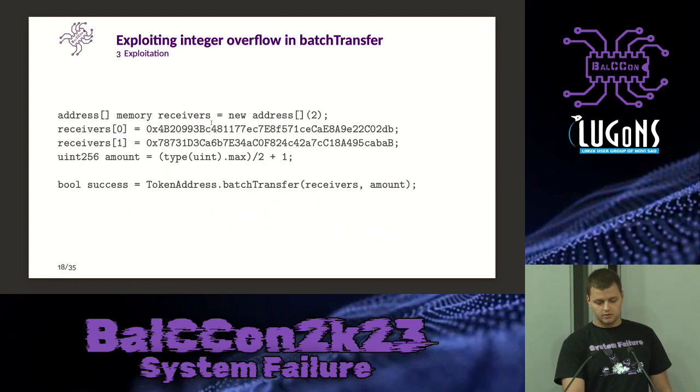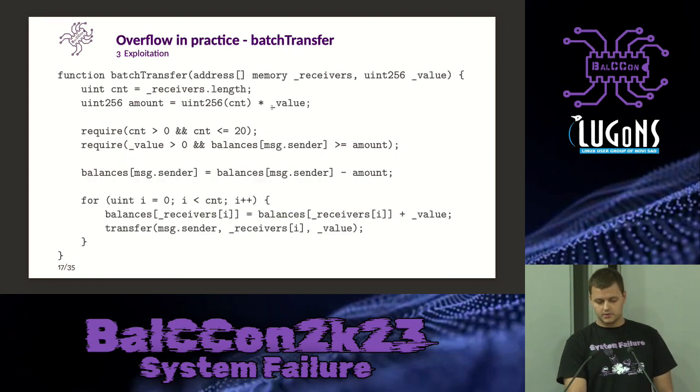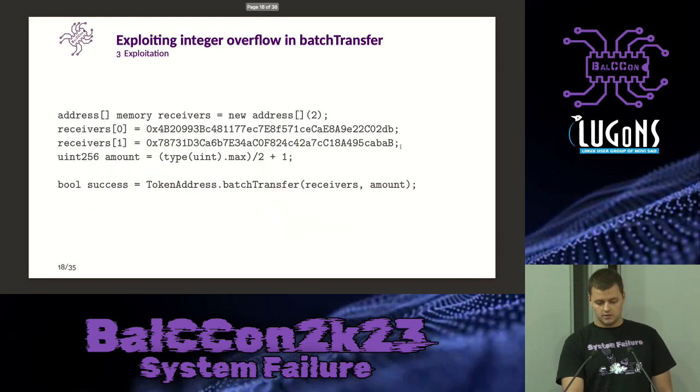So here we'll say 2 receivers. To each I want to send half of the maximum value for an unsigned integer plus 1. So I will be sending 2 times half of the maximum value times 2, which will overflow, which will take it to 0, to the 1 at the end. So the value will be higher than 0, the amount will be 1 token, which I have, but at the end I will actually be minting almost half of the maximal supply to those 2 addresses that I want. So quite simple and huge impact.